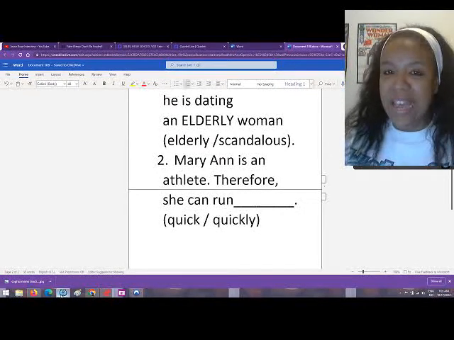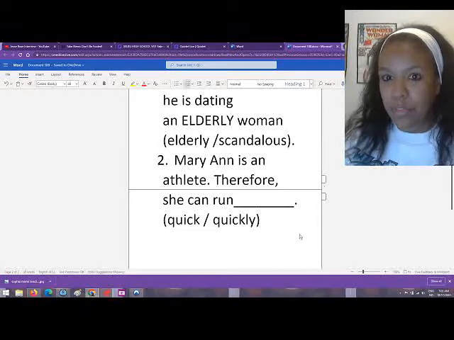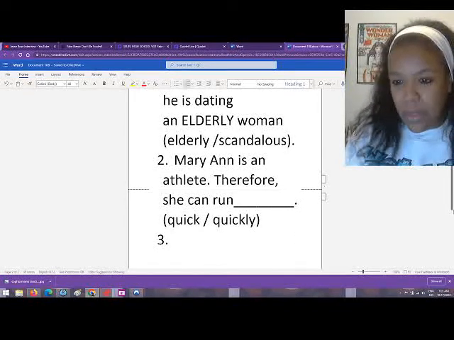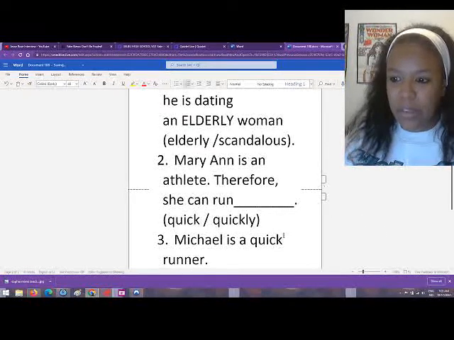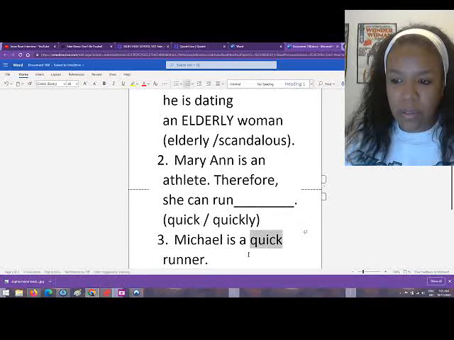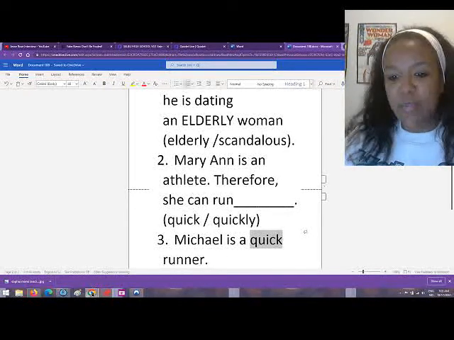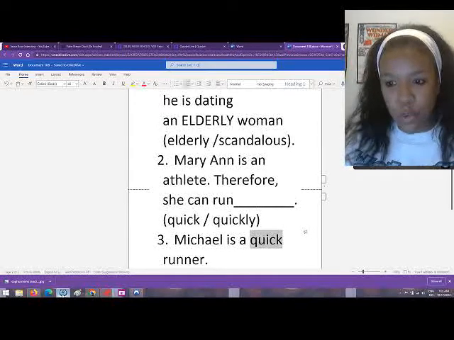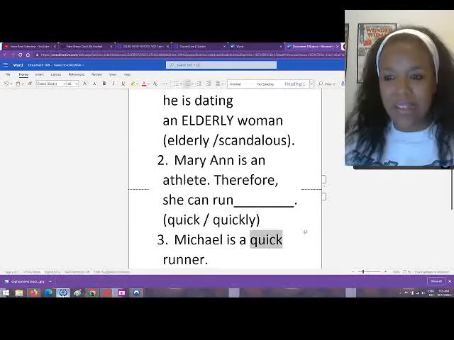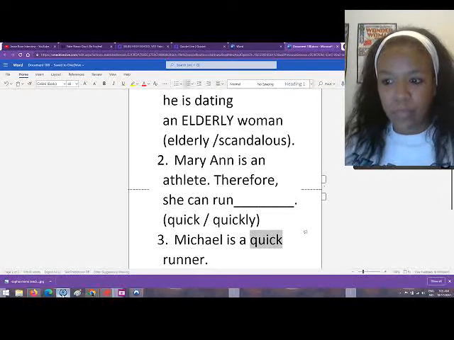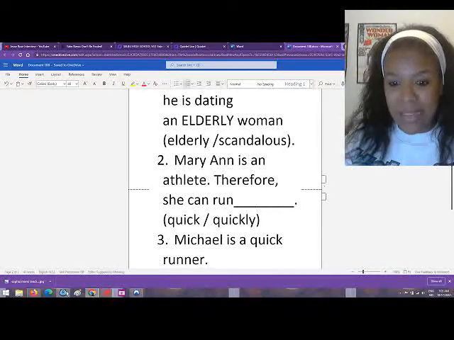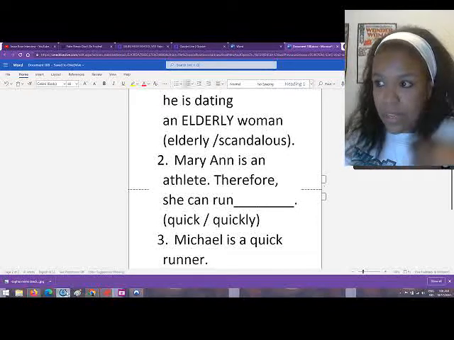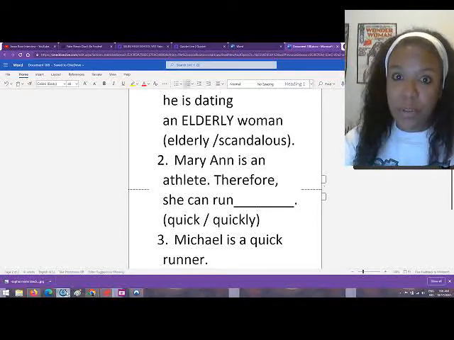So quick is an adjective. Let me give you some examples here. Michael is a quick runner. So here I'm using quick as an adjective. What kind of runner is he? He's a quick runner. How is he? He's a quick runner. So that's what somebody is, or how somebody is. That's an adjective. And it's the same in Norwegian too, when you use adjectives.